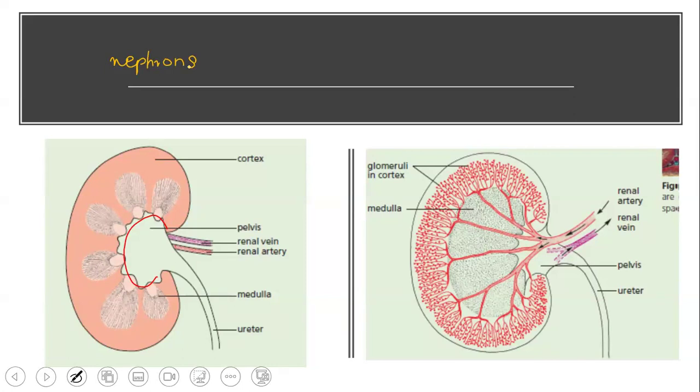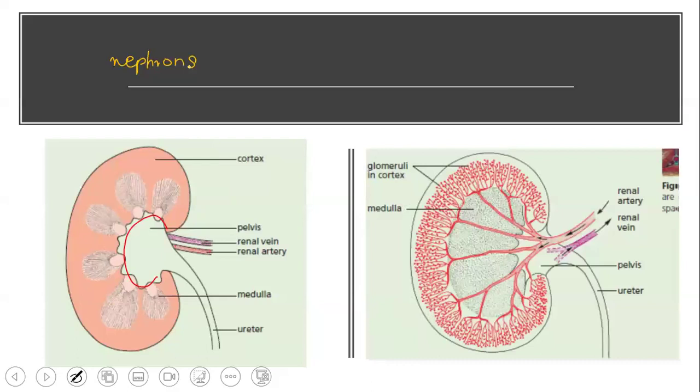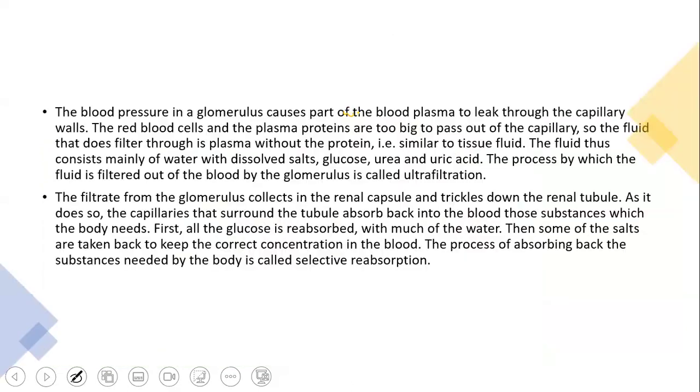Now, the parts of a nephron, you guys need to have an idea regarding that. The parts of a nephron look something like this. We have a small capsule, a small bag. This small bag is known as a Bowman's capsule.